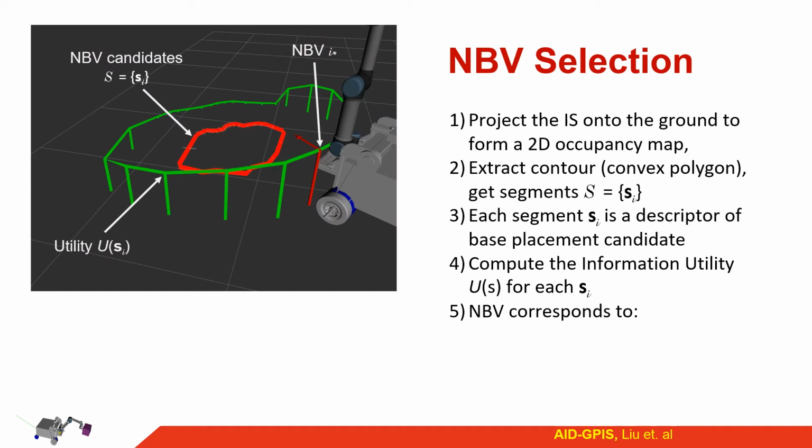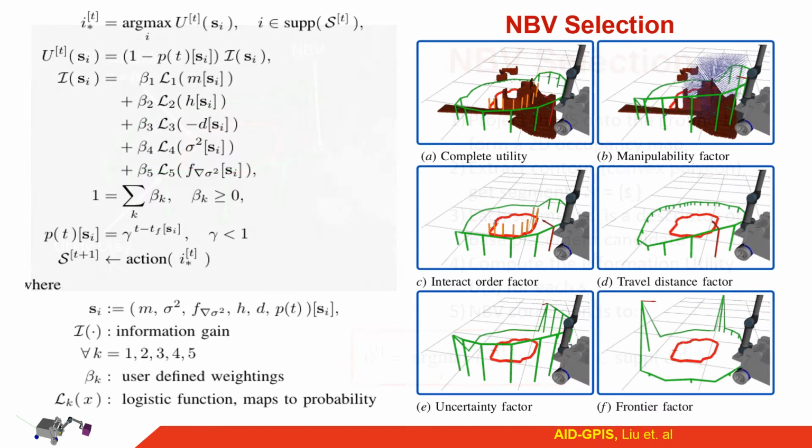For NBV selection, we project the 3D map onto the 2D ground plane, forming an image. Extracting contour from the image gives a set of piecewise linear segments. Each segment describes a potential robot base placement for the next step. Computing the information utility for each segment, the segment with the highest utility value gives the NBV. The information utility is computed as a convex combination of various factors of the segment with a discount failure penalty.